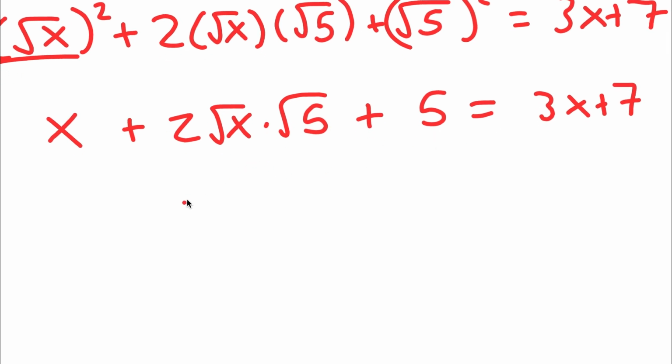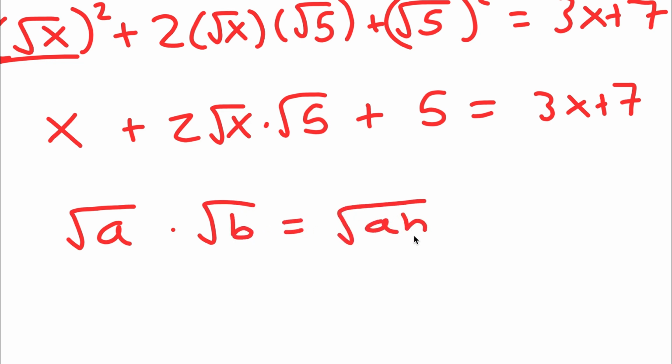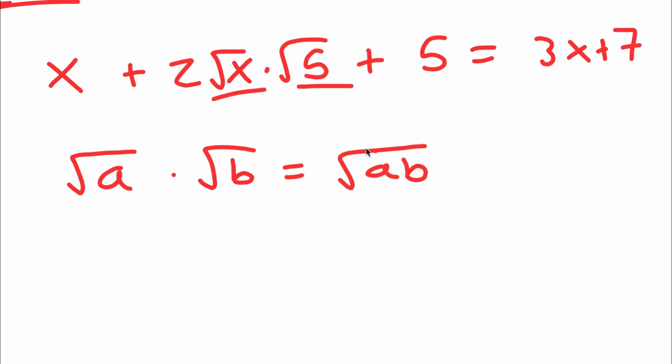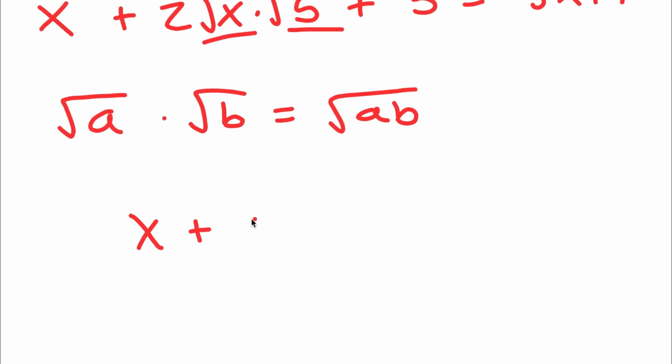Now from here, let's say I want to multiply two radicals, the square root of a times the square root of b. This is the same thing as the square root of a times b. Meaning, over here I have the square root of x times the square root of 5, and this is equal to 2 times the square root of 5x.